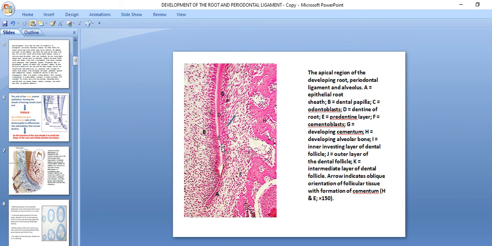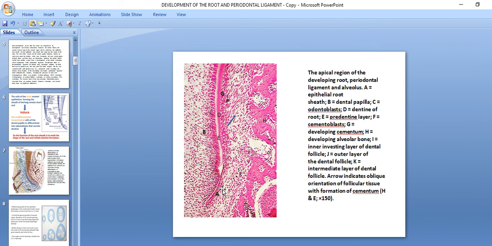Between the alveolar sheath and the alveolar bone, the tissue of the dental follicle in the developing root has been described as comprising three layers, as we mentioned. Adjacent to the epithelial root sheath is the inner investing layer of the dental follicle, which is thought to be derived from ectomesenchyme neural crest cells.